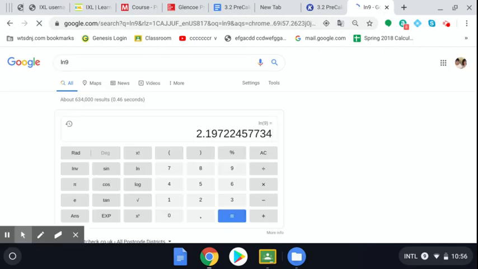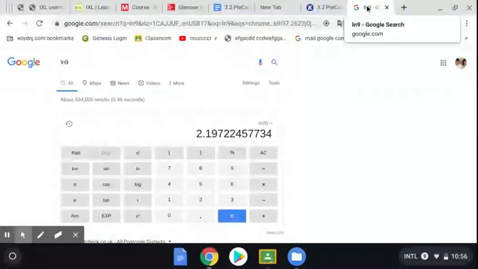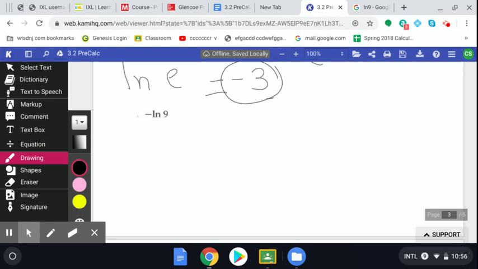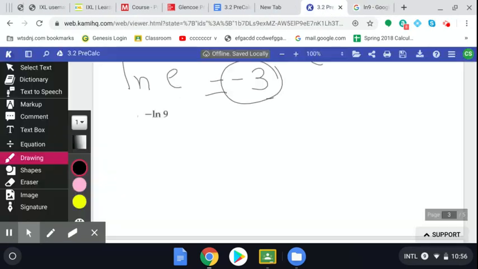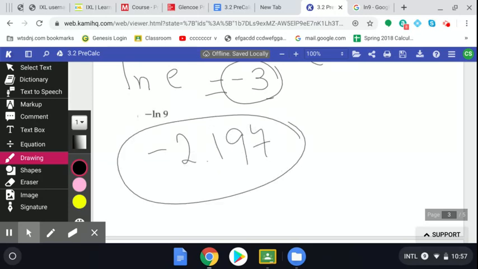Okay, so natural log 9 is about 2.197. So if I go back to this, my answer here then should be negative 2.197. Okay, so that would be just a calculator problem.